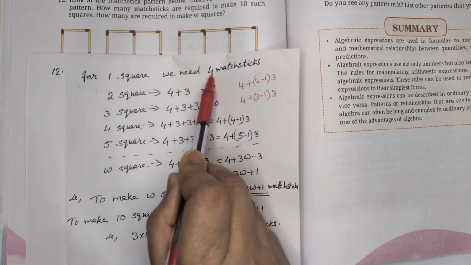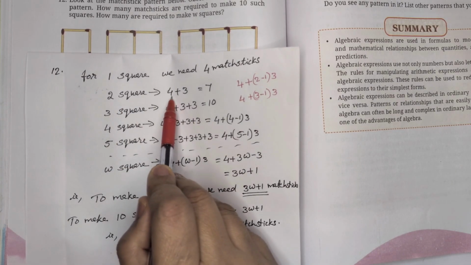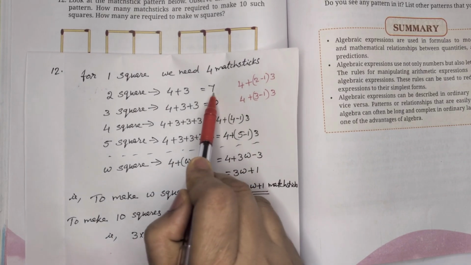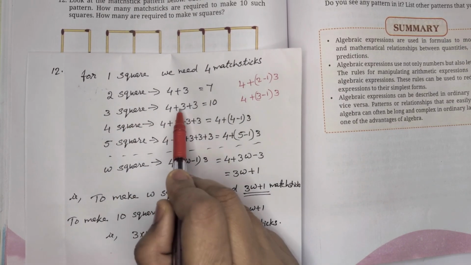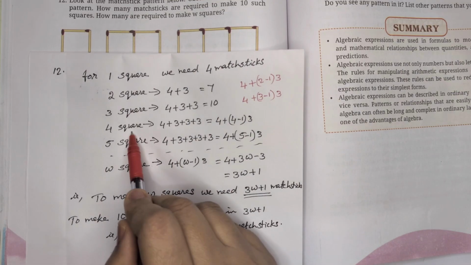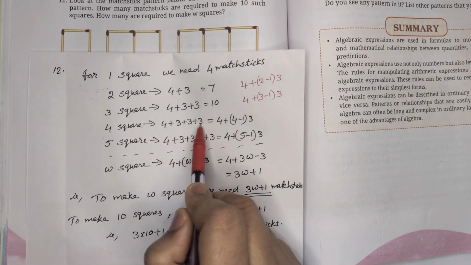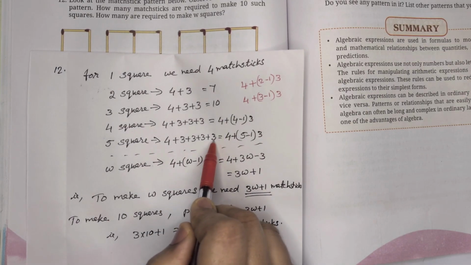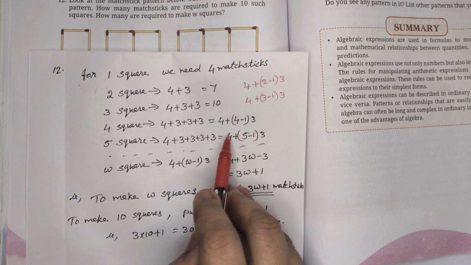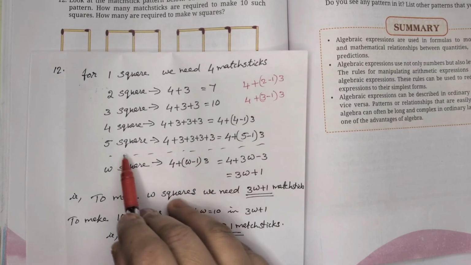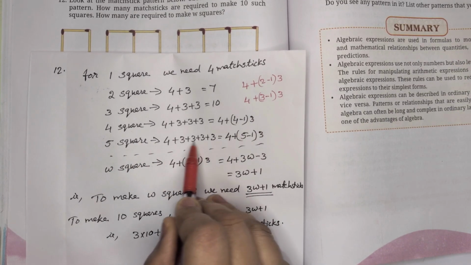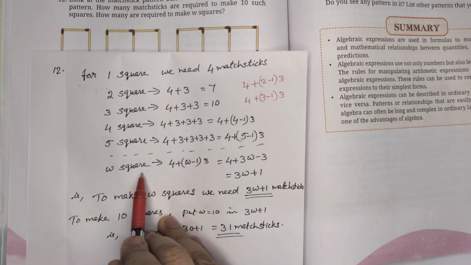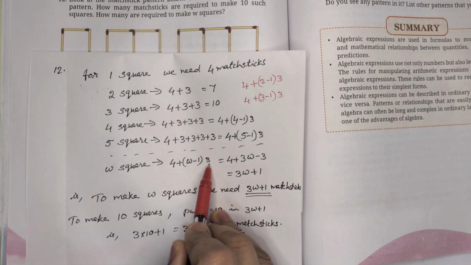So we can make the pattern the same way. For 1 square we need 4 matchsticks. For 2 squares, 4 for the first square plus 3 more, 4 plus 3, 7. Then 3 squares, 4 plus 3 plus 3, 10. 4 squares, 4 plus 3 times 3. 5 squares, 4 plus 4 times 3. So everywhere we are adding 3. In general, for 5 squares, 4 plus 5 minus 1 into 3. So in general for W squares, 4 plus W minus 1 into 3.